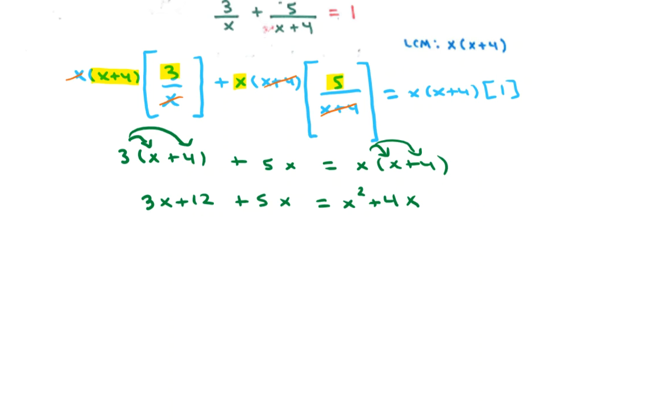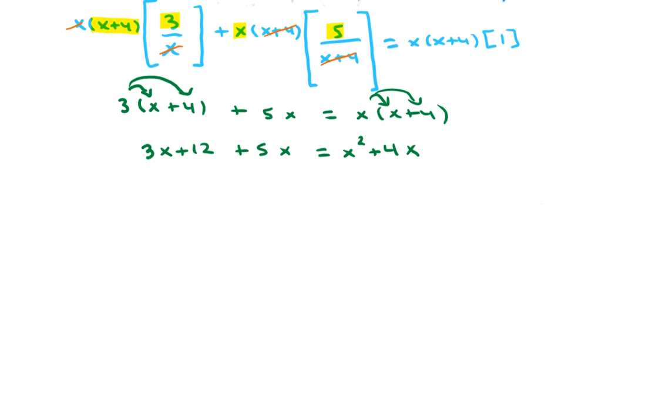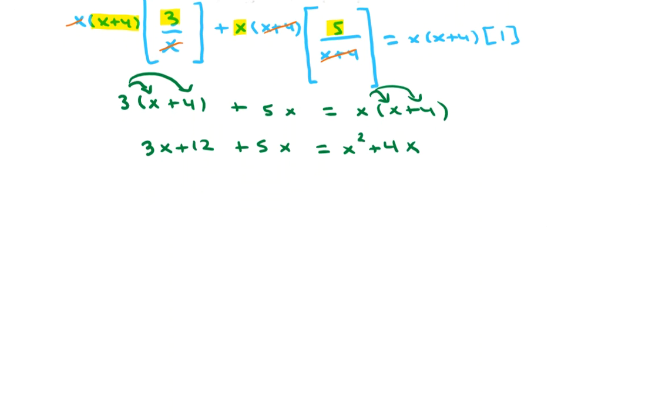What I recommend doing from here is combining like terms and setting one side equal to 0. If you look on the left-hand side, we can combine 3x and 5x to get 8x plus 12. No like terms on the right-hand side to combine, so I'll just jot it down again.